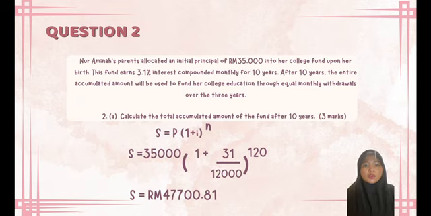P, principal, equals 35,000 ringgit; M, time, equals 12; K, interest rate, is 3.1 percent, equal to 0.031; and T equals 10 years. First, we need to find the periodic interest rate I and the total number of interest periods N. So I equals K over M, equal to 0.031 over 12, and we get 31 over 12,000. N is equal to M multiplied by T, 12 times 10, and we'll get 120.